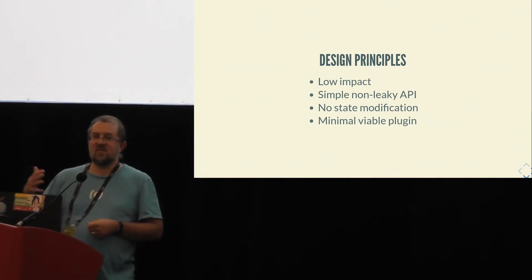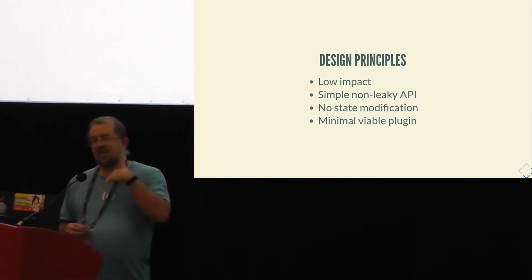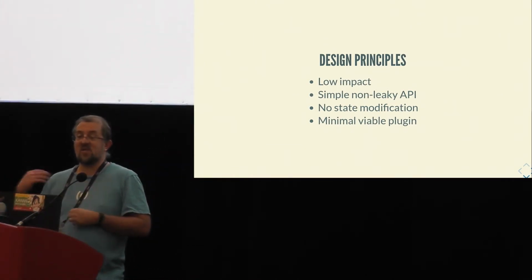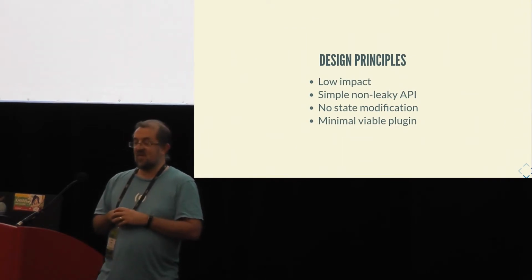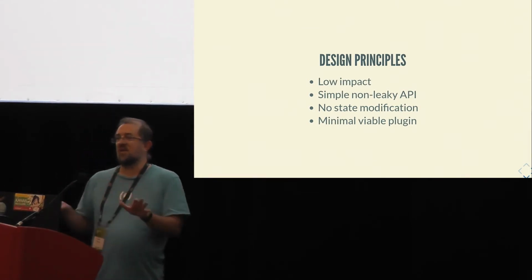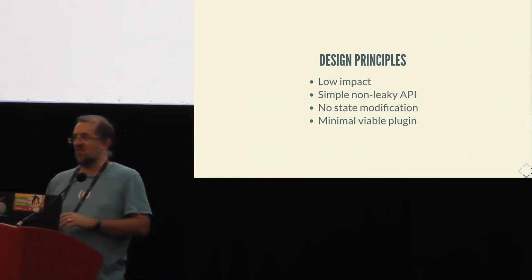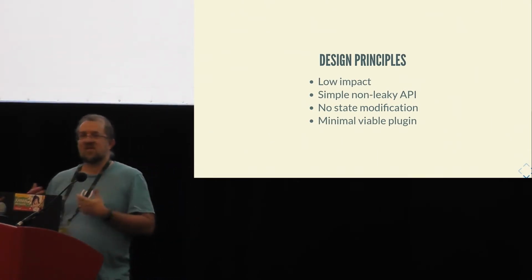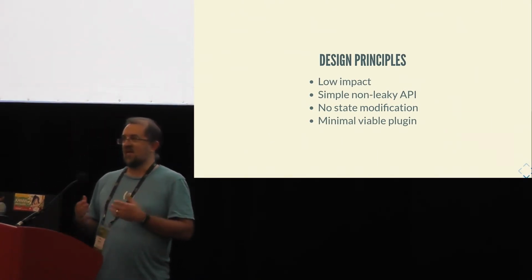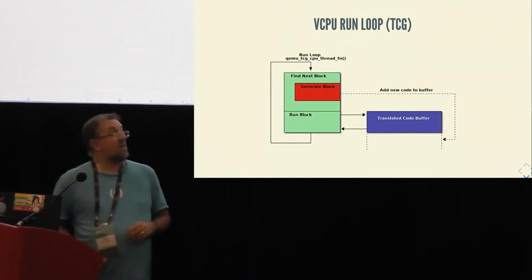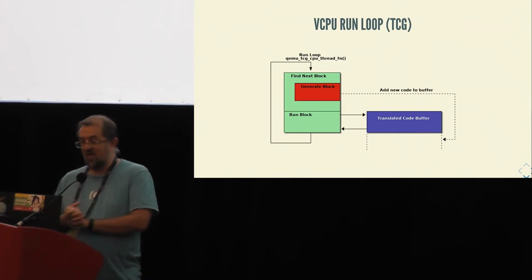It has a very simple, non-leaky API. So everything that the plugin gets is in the way of opaque handles, which it can query bits of information about. But most importantly, for this iteration, no state modification as well. So the plugins can't be used to circumnavigate any GPL requirements. They're purely passive monitors of the system. So this is very much a sort of minimal viable plugin implementation which we can build on in future. So I'll just quickly run through how it works.